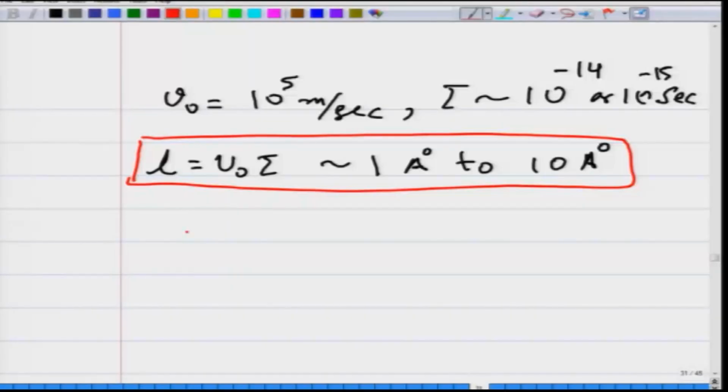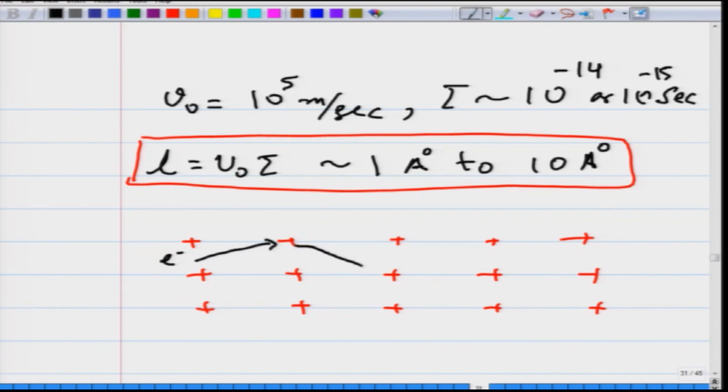Now, what does this mean? 1 angstrom is typically the spacing between the atoms. This is what you would expect: the ionic cores inside the solid would be spaced roughly in this range, and you are getting the mean free path of the electron to be in this range, which is roughly the spacing between the ions inside the solid. They are moving by a distance L, and it is equal to the spacing inside the solid.